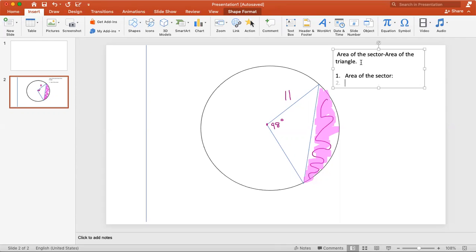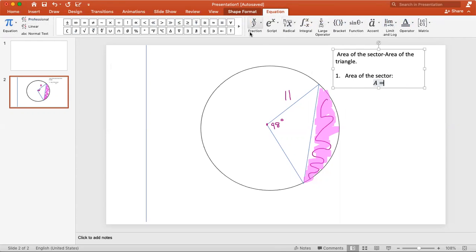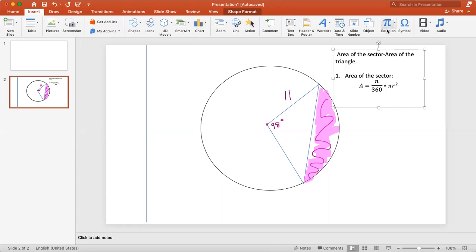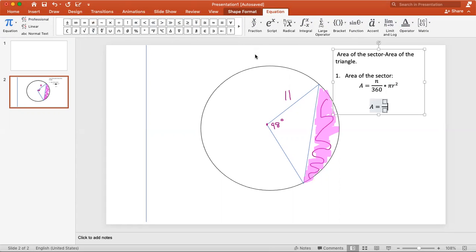And again, as a reminder, the equation to find the area of a sector is the area is equal to n divided by 360 times pi r squared. The n divided by 360 really just tells me what portion of the circle I am trying to find the area of, and then pi r squared is the equation for the area. And so looking at this, n is 98, so 98 divided by 360 times pi times 11 squared. Let me put the parentheses around 11, and here we go.